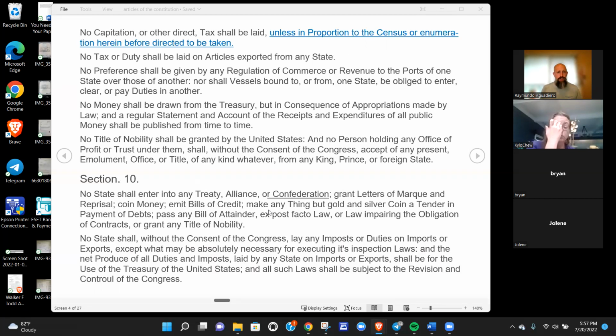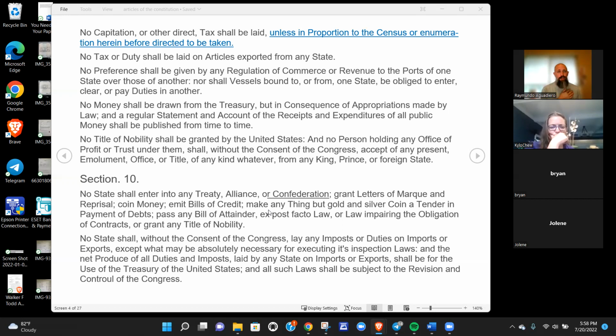All right. No capitation or other direct tax shall be laid unless in proportion to the census or enumeration herein before directed to be taken. So you can't get taxed directly as an individual. There cannot be a tax on a living soul, on a people, or on an individual citizen. You can only have taxes on a group, and everybody is responsible for their part.